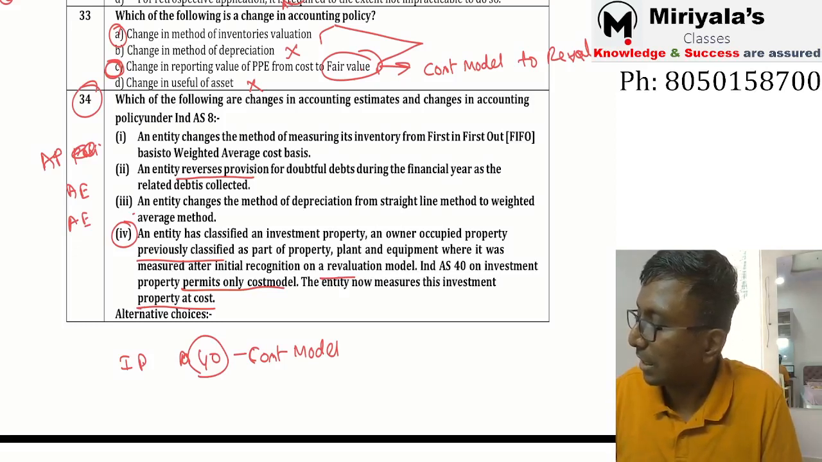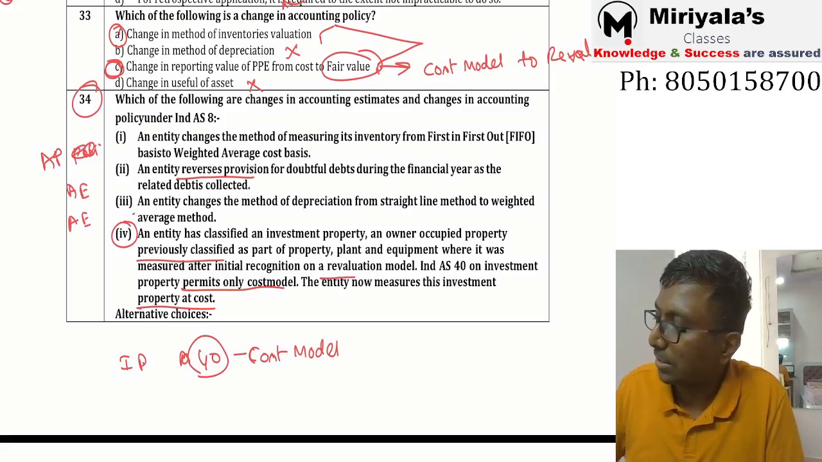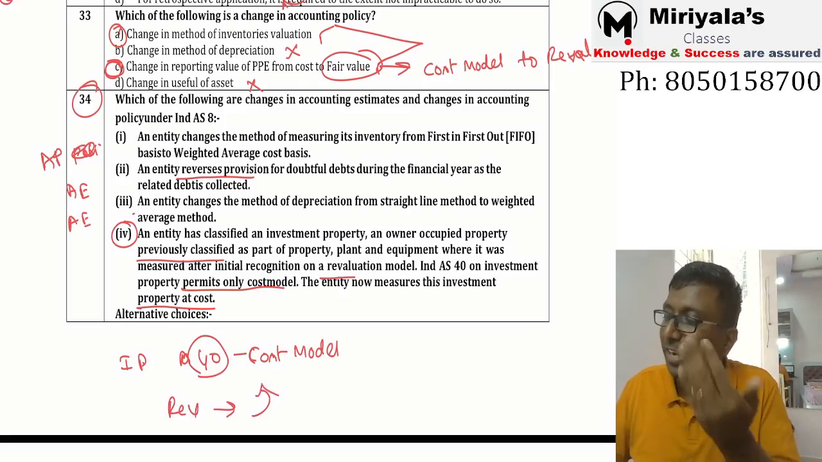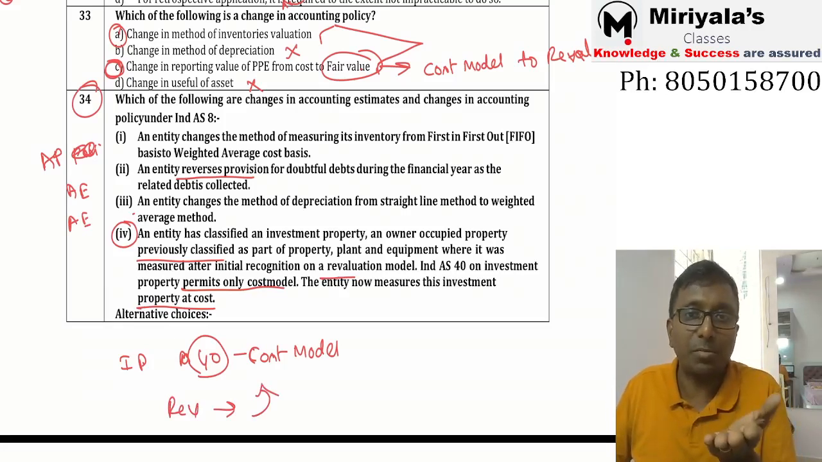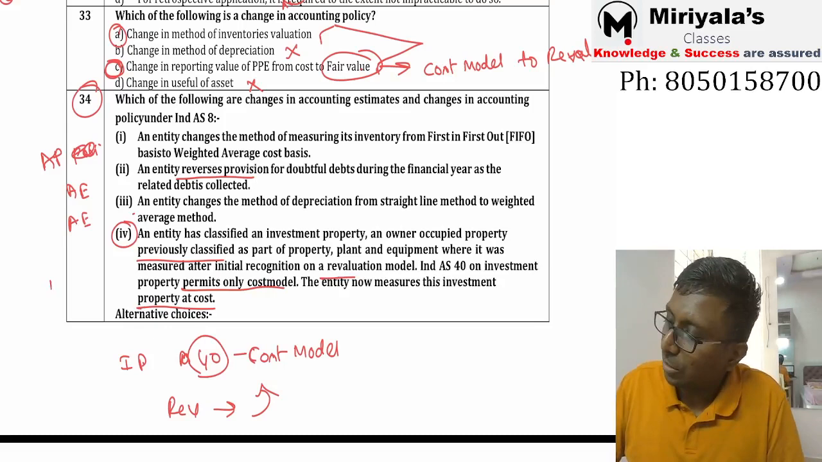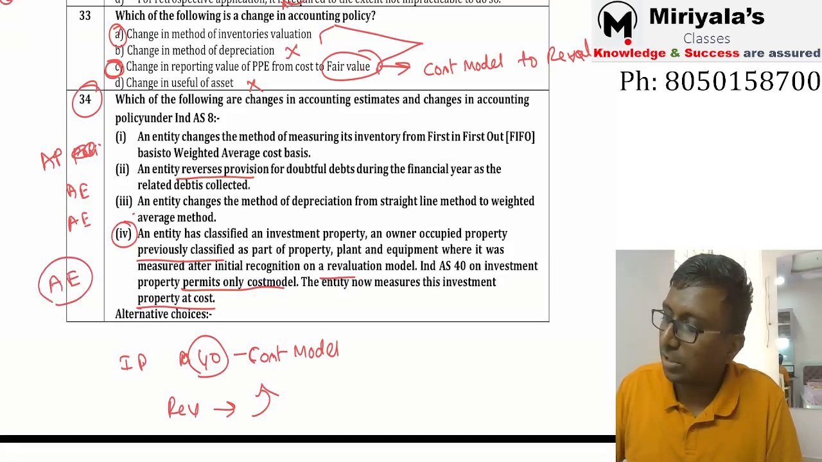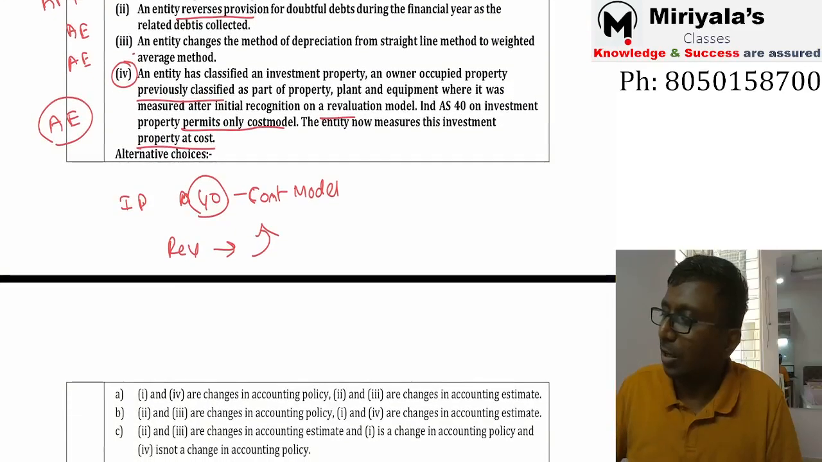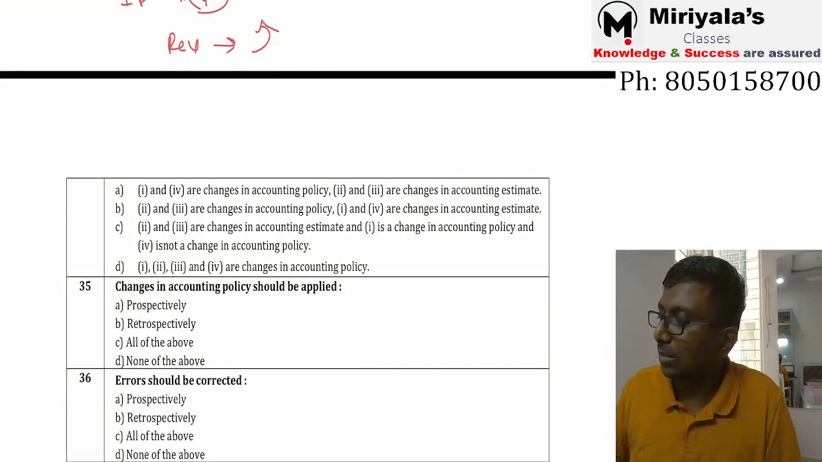An entity has classified an owner-occupied property, previously classified as PPE where it was measured under the revaluation model, as investment property. Now, if you are classifying it under Ind AS 40 as investment property, then you are supposed to change the measurement. But this change is not because of a change in accounting policy, so it is not going to be done retrospectively. That's the answer.